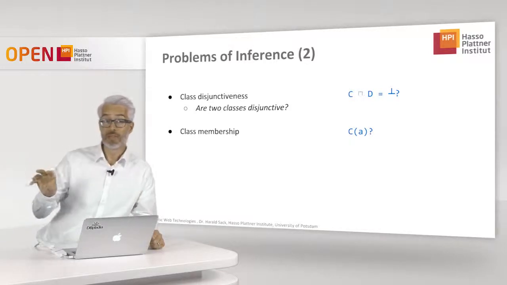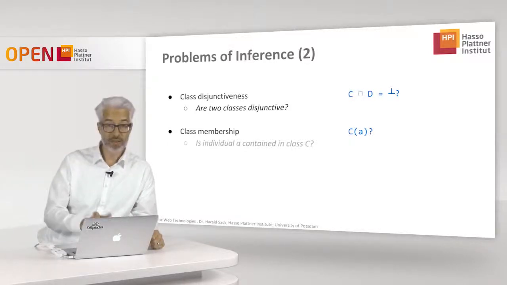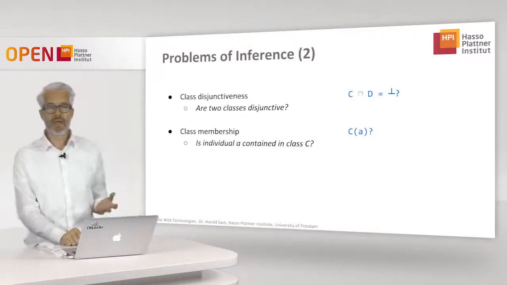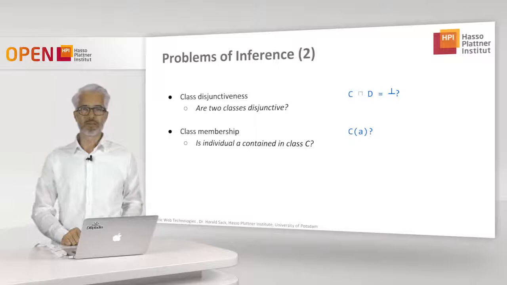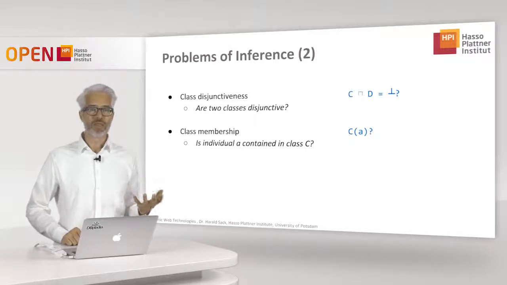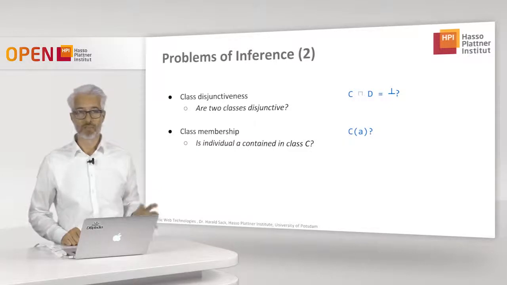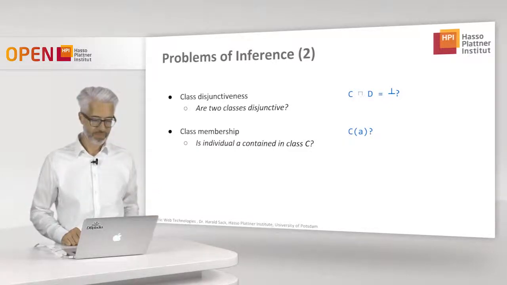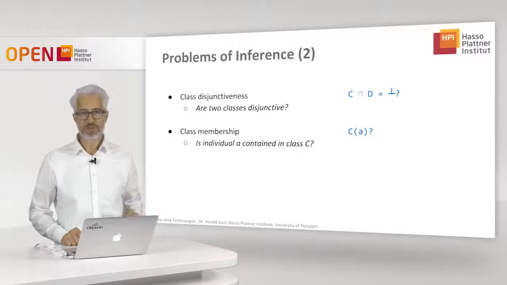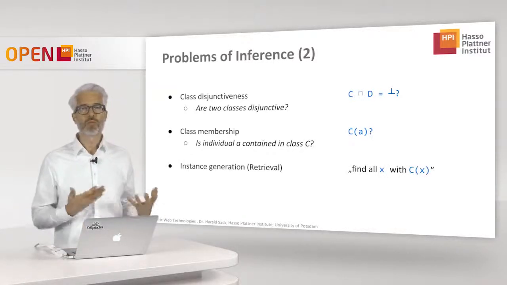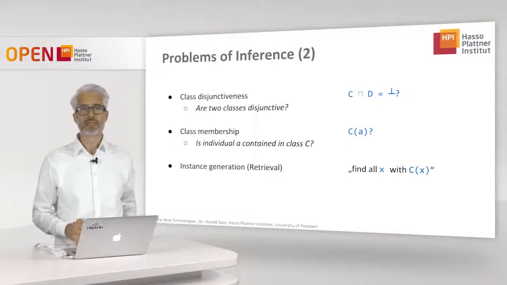Whether an individual is a member of a class. So we ask for class membership, and we simply ask, is the individual A contained in the class C or not? This would also be something we are interested in, and whether we can deduce this fact from our given knowledge base. If we do this for one individual member, maybe we are also interested in the other way around, which members are in a specific class.